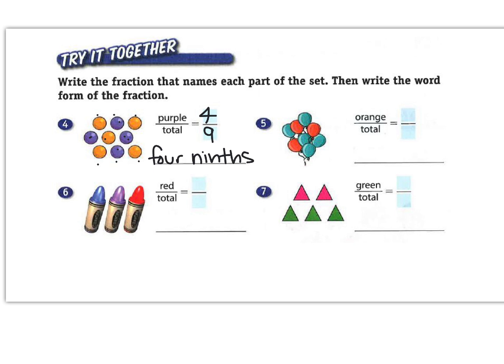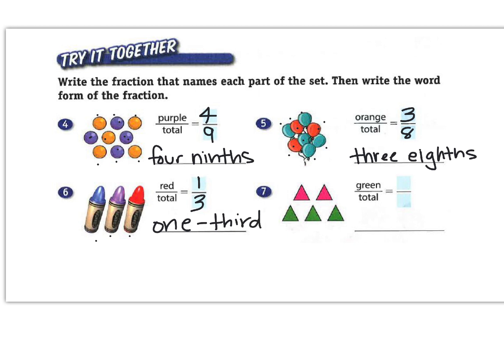Orange, number 5, we have 1, 2, 3 are orange, and then the total is 1, 2, 3, 4, 5, 6, 7, 8, so 3/8. So we would write that as 3/8. Next one, in the crayons, the total number of red is just 1. We'd have 1 red, and then the total of crayons is 3. So then we would say 1/3.